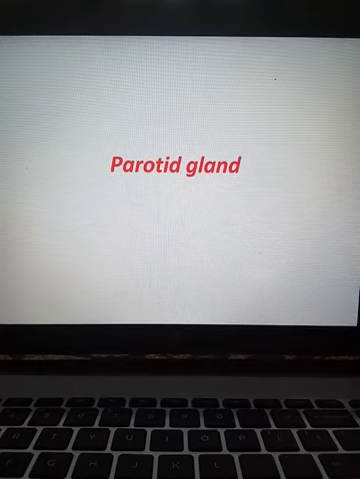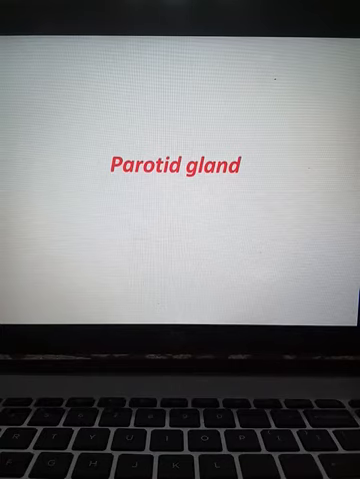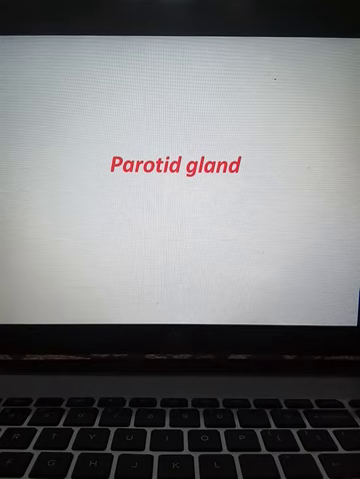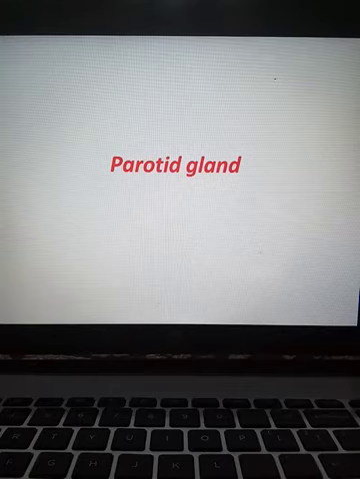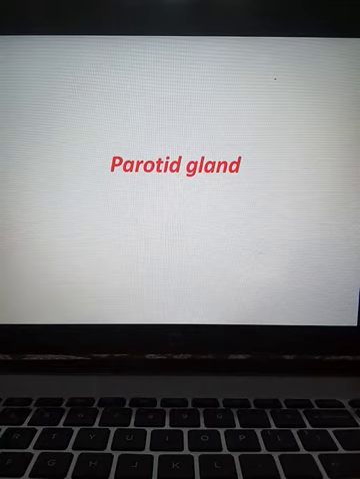As you all must be aware, we have three main glands: the parotid gland, the submandibular gland, and the sublingual gland. Glands are of two types: serous glands and mucous glands, which you must have come across in your histology practicals. Our parotid is a serous gland.